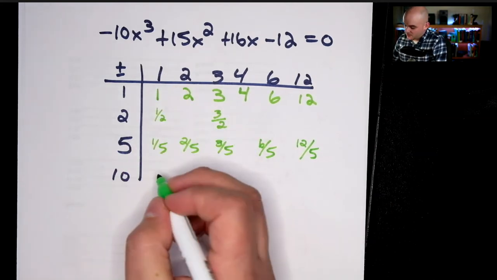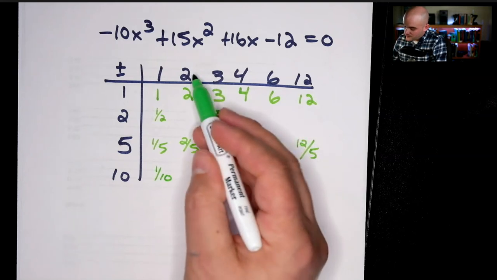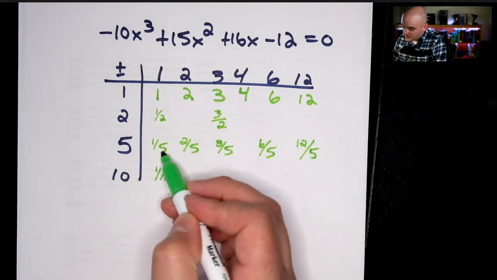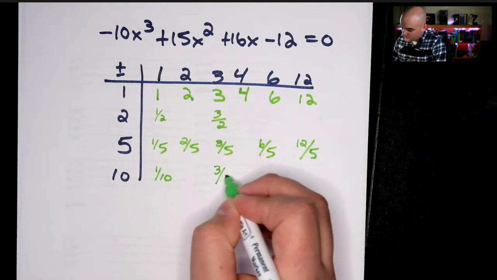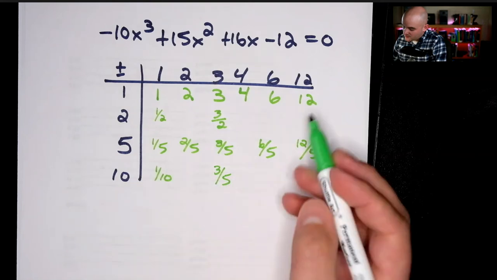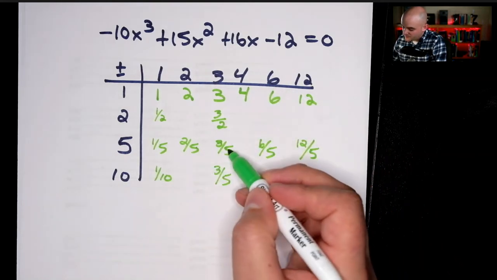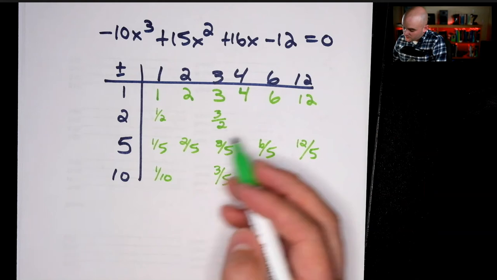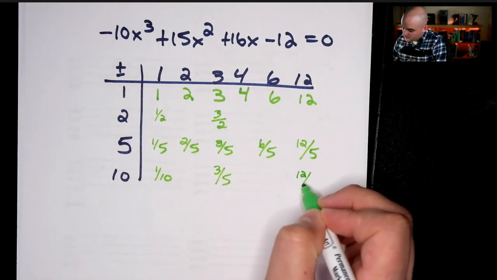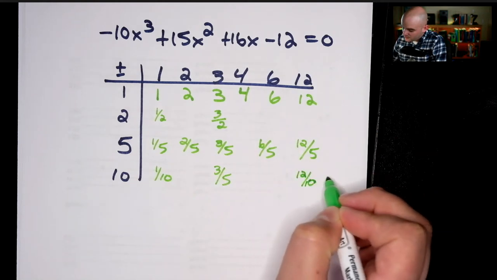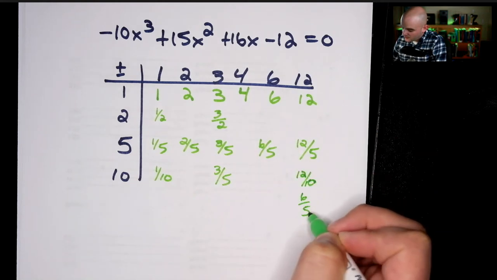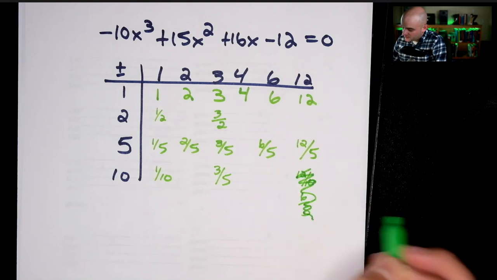1 divided by 10 is 1/10. 2 divided by 10 is 1/5. I've already got it listed. And then I've got 3/5. 4 divided by 10 is 2/5, already listed. 6 divided by 10 is 3/5, that's already listed. 12 divided by 10, what does that reduce to? Well, you got 6/5, right? Oh, that's already listed. I don't need to list that again.